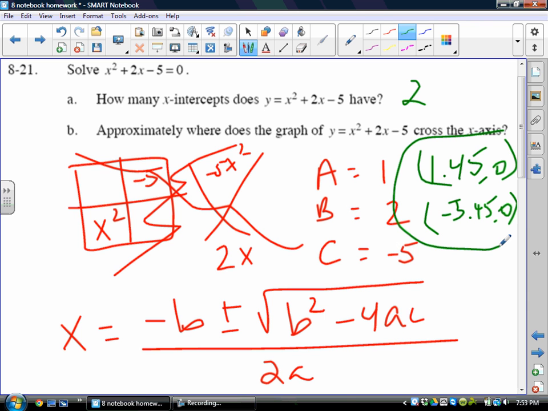What we did is we tried to factor. We had to do the quadratic formula. If it doesn't factor, that doesn't mean there's no x-intercept. So you need to do the quadratic formula and figure out those, and that helps you answer the other questions.